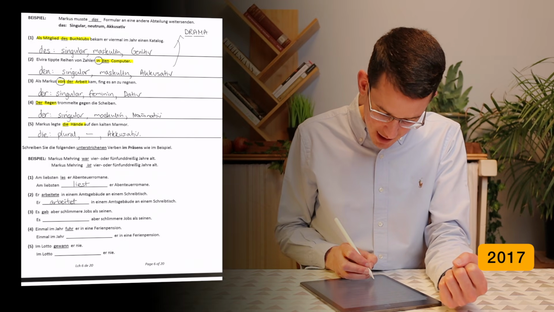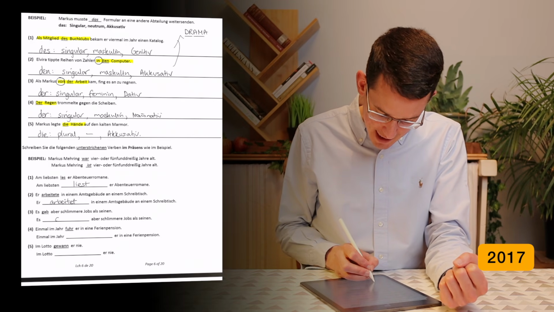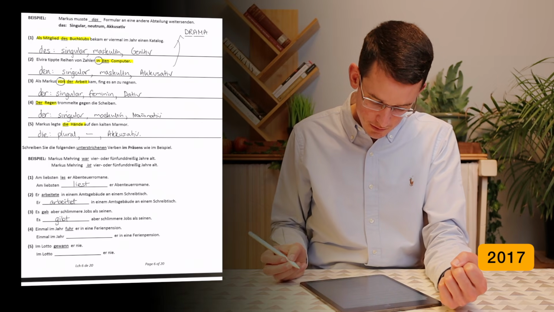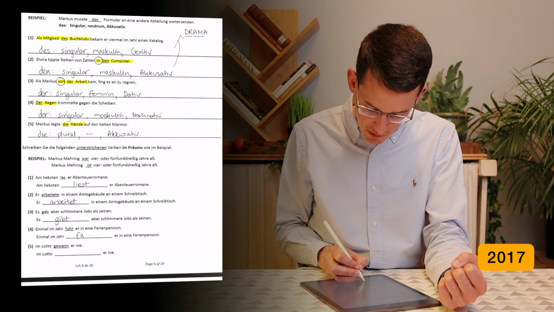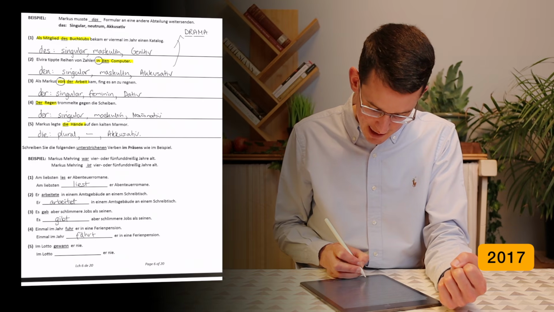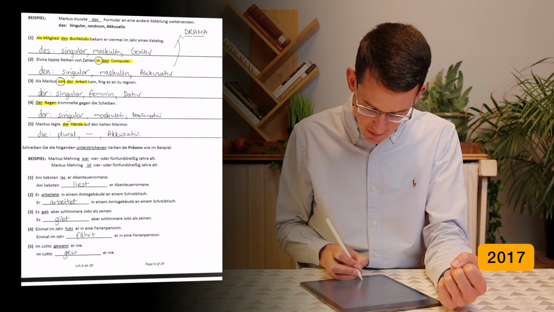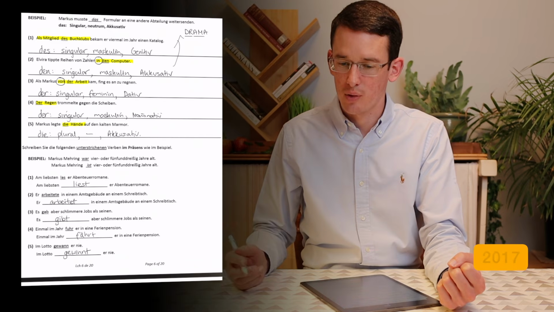And moving on to the next one, gab or es gab. So this is just es gibt. The next one, einmal im Jahr fuhr. This is just fährt. And the last one, gewinnt. So again, a very simple question. Moving on then to 2014.